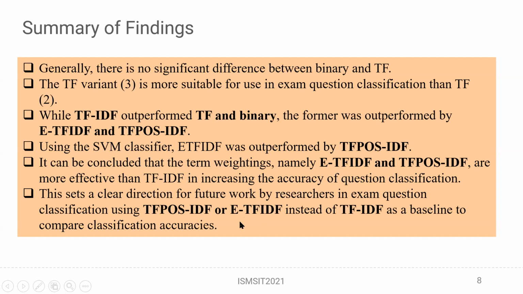So this will set a clear direction, because in future work, very often researchers will just use TFIDF. I'm afraid they will not use this. By right, they're supposed to use this for benchmarking as well, because this is more relevant to question classification based on Bloom's taxonomy compared to this. Of course, you can compare this, but this also needs to be compared. So in future work, this should be compared as well.